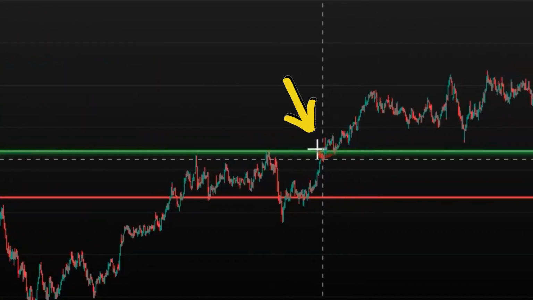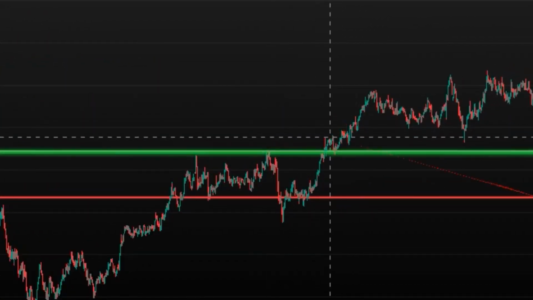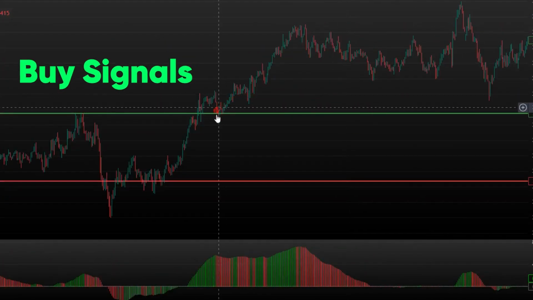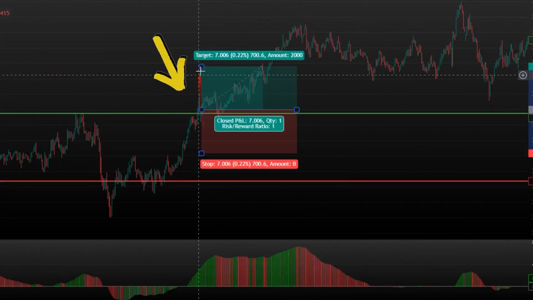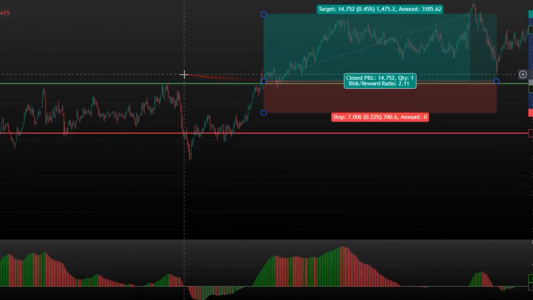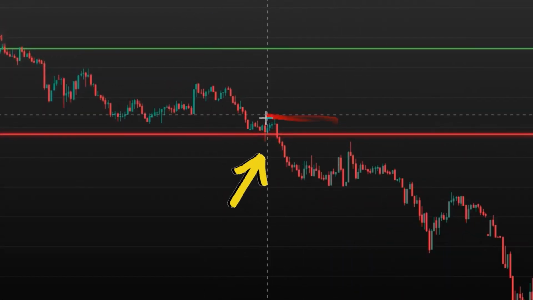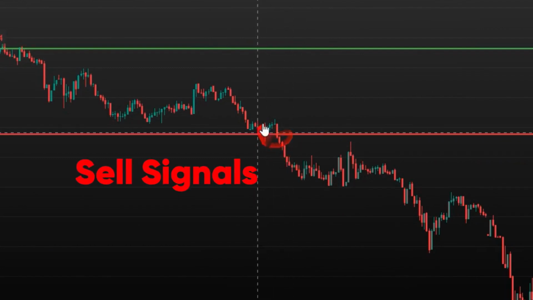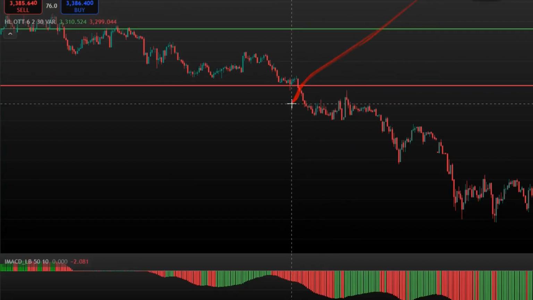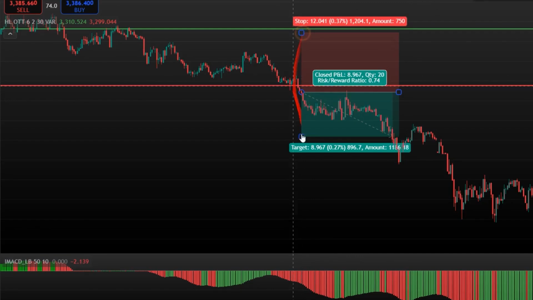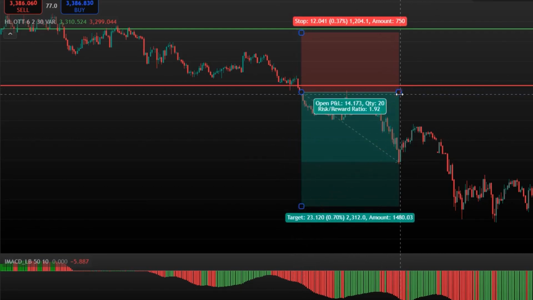When the candles break the upper line of this indicator upwards, it generates a buy signal for us. And when the candles break the lower line of this indicator downwards, it generates sell signals for us. In the following, you will see examples that will help you better identify entry points.